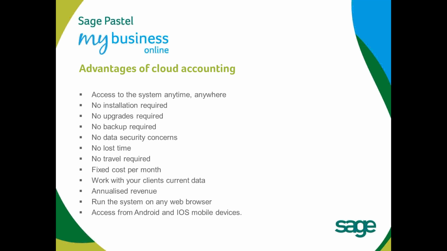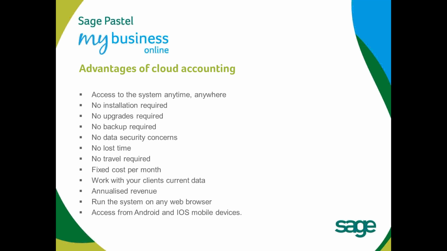Both you and your client can access the system at the same time, so all users can work concurrently with one another. There's also a fixed cost per month, and you can pay either monthly or annually. You're always working on your client's current data, so there's no process of having to back up information and then restore it on your side. As soon as you log in, you're both looking at the same information. I'll address the annualized revenue as we go through the rebates.